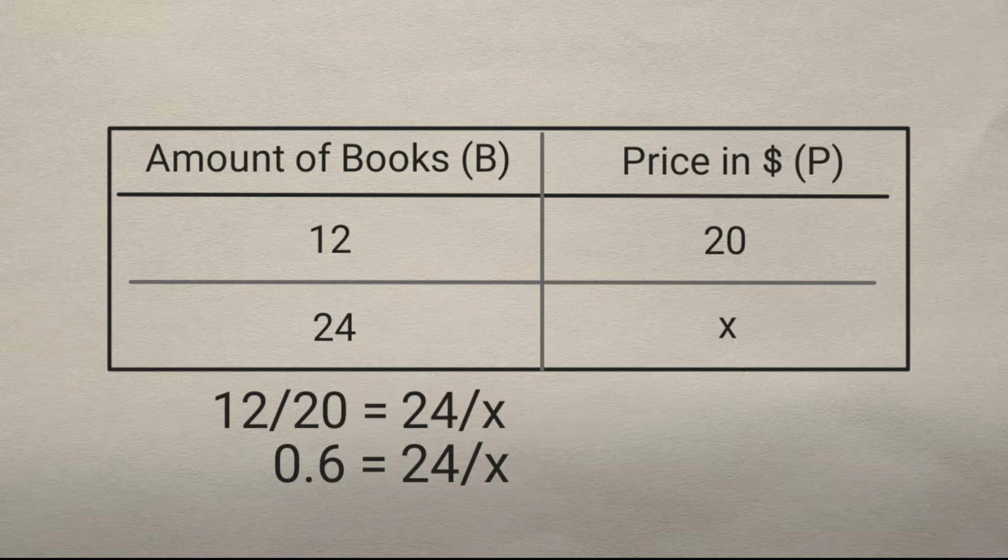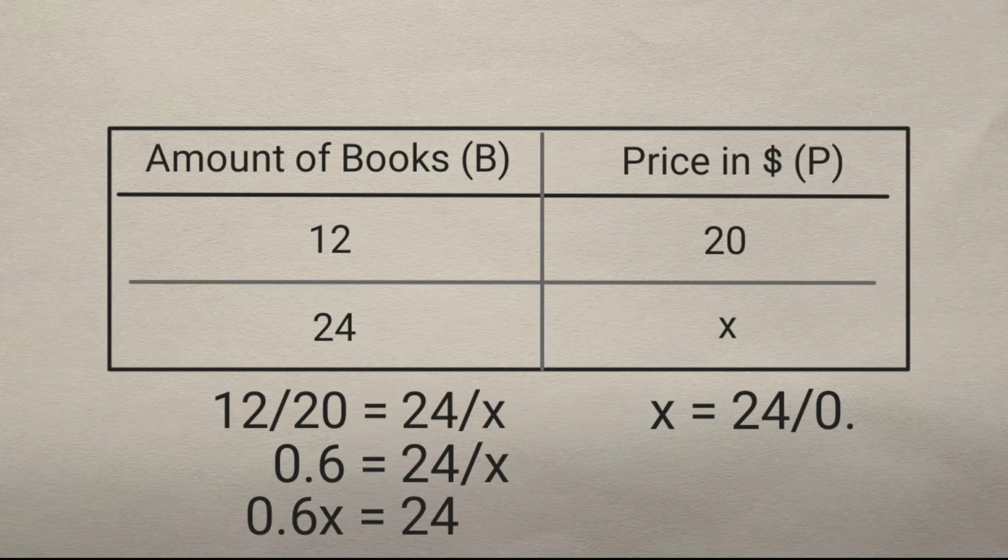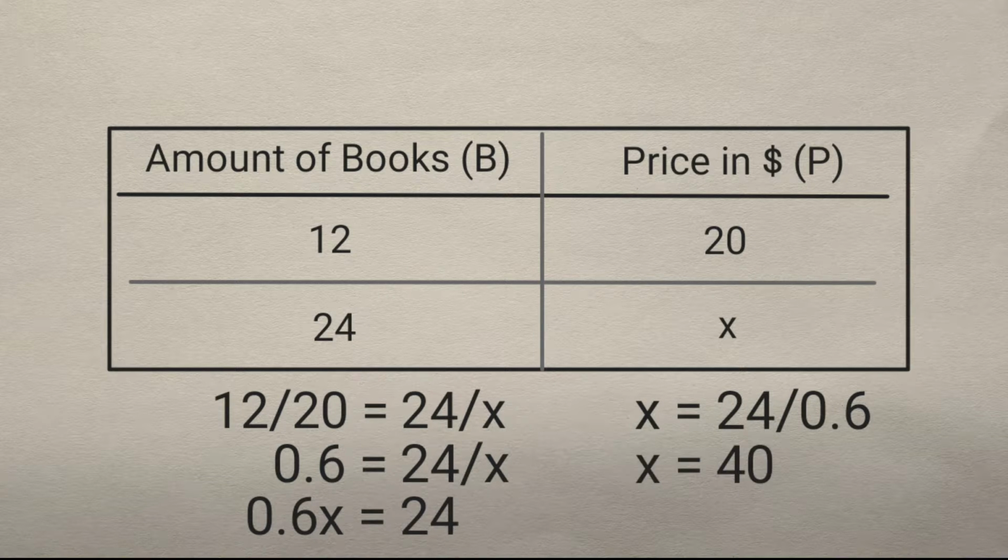We can write down the equation 12 divided by 20 is equal to 24 divided by X, because the ratio of 12 to 20 is the same as the fraction 12 over 20. Remember that 12 over 20 has the same ratio as 24 over X. After you solve for X, you will get the answer 40.